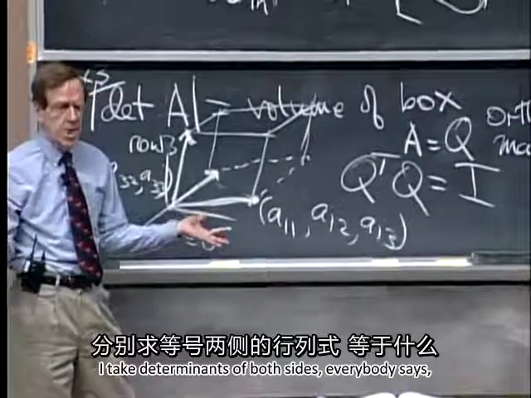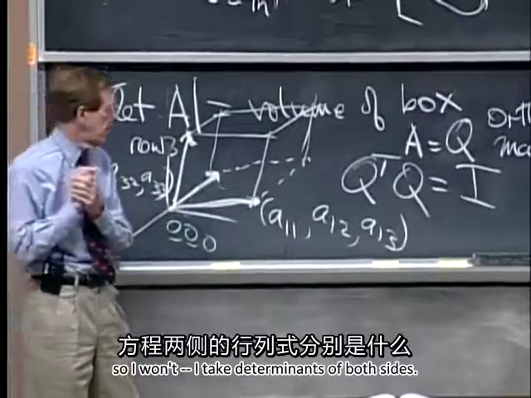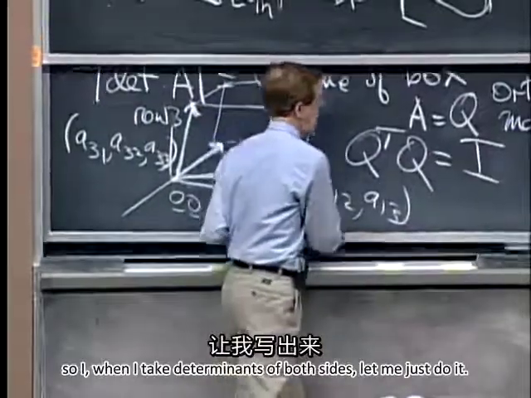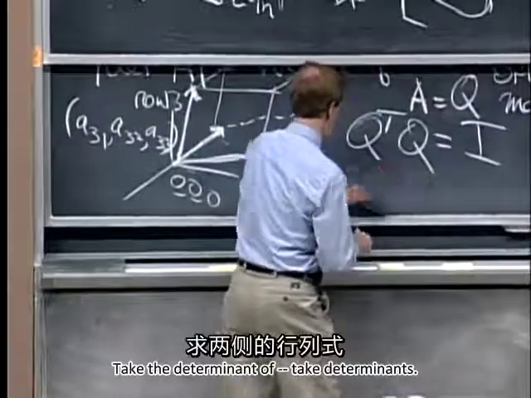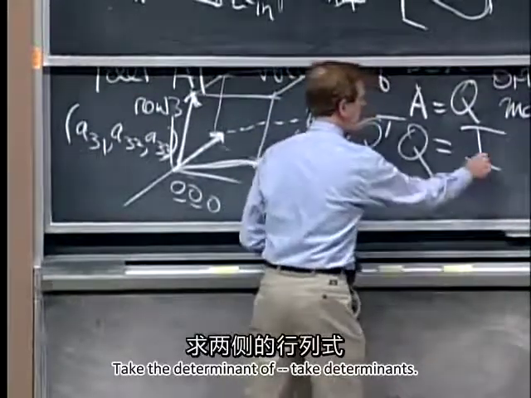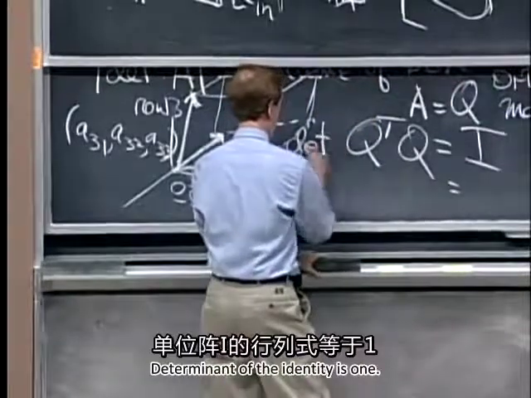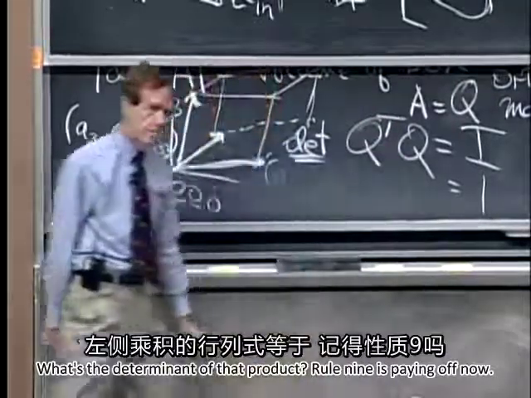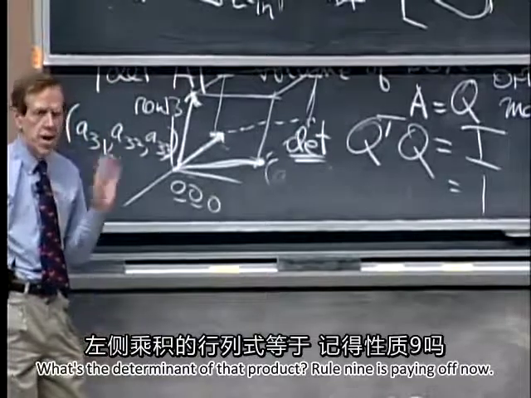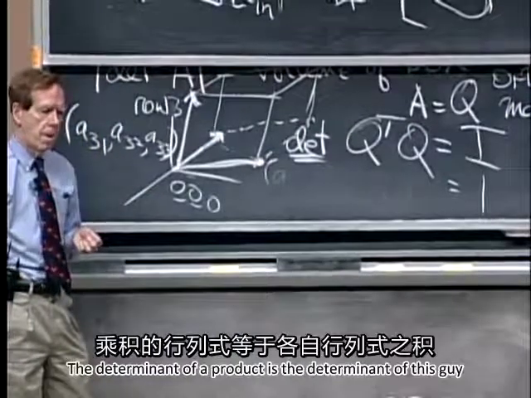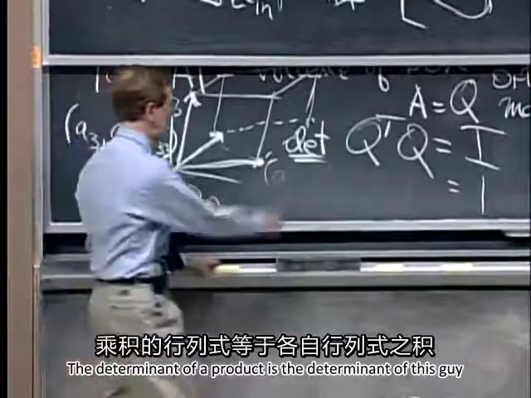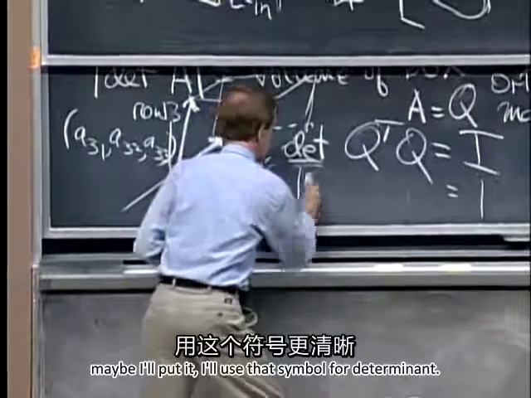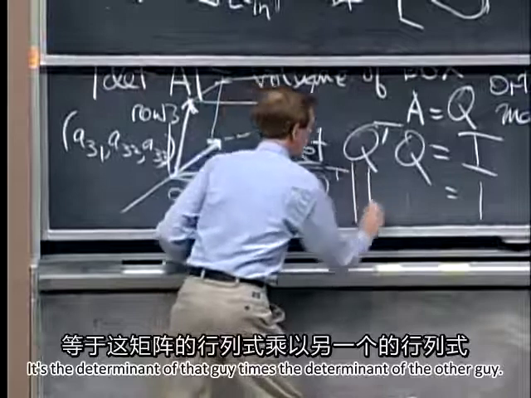I take determinants of both sides. Everybody says so, so I won't. I take determinants of both sides. The determinant of the identity is 1. What's the determinant of that product? Rule 9 is paying off now. The determinant of a product is the determinant of this guy times the determinant of the other guy.